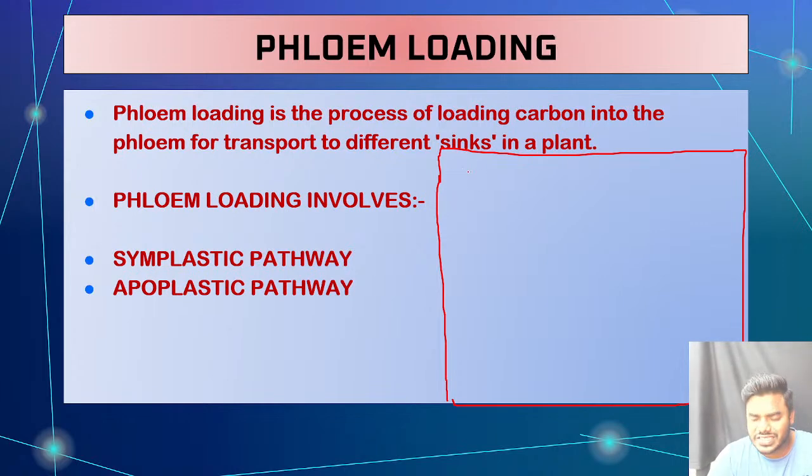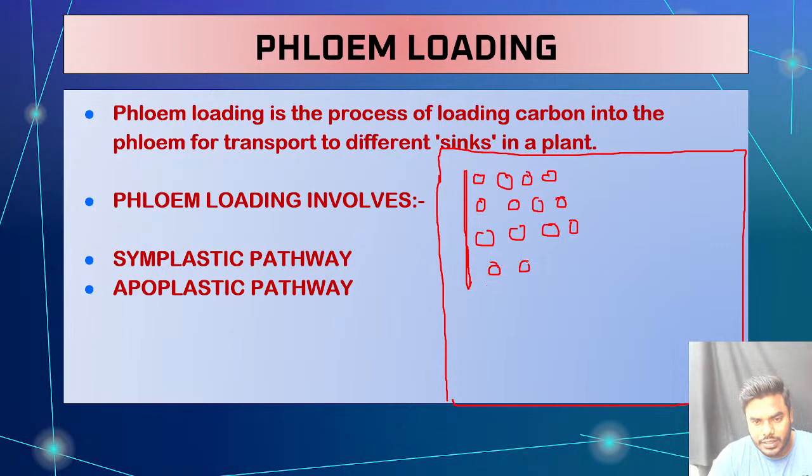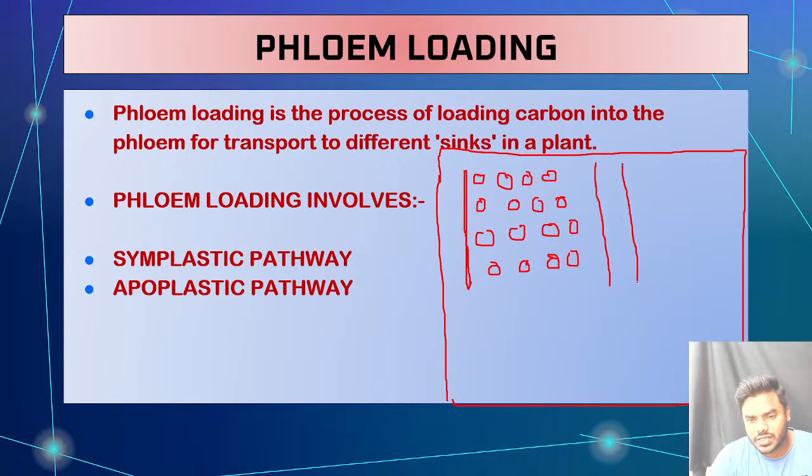So friends, just listen to me. This is the epidermis. Then this is the cortex. What is the cortex made up of? Cortex is made up of cortical cells. Then followed by, friends, the endodermis. We all know very well the endodermis has the Casparian strip. Then finally the xylem, right? This is the xylem.